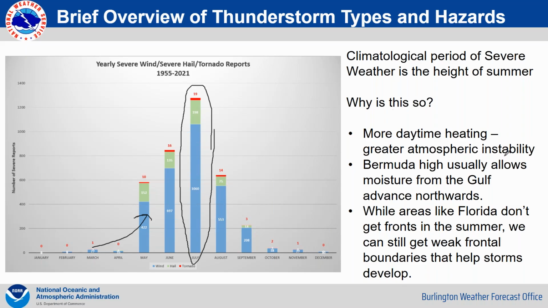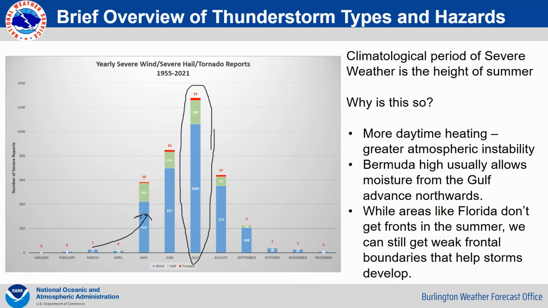So the main reason is daytime heating is greatest in the summer months, and the Bermuda high that typically sets up in the summer usually puts a really strong moisture feed with the Gulf of Mexico. And unlike areas like Florida that don't really get fronts in summer, we still get weak frontal boundaries that cross the region from time to time.